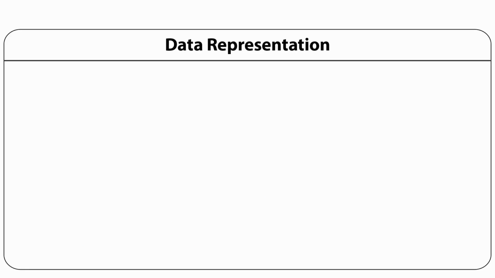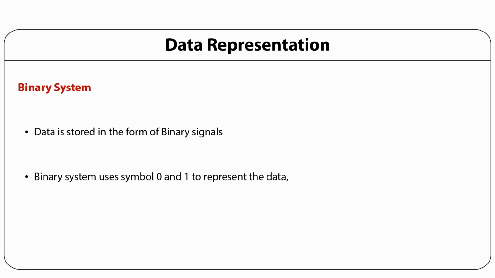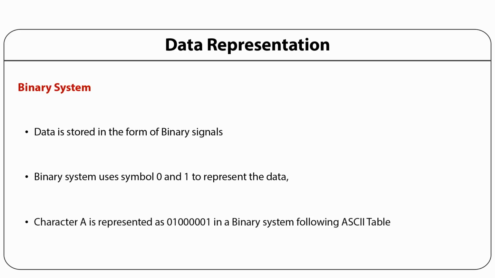Data representation. In a computer, data is represented through electrical signals. So whatever data we store in the computer is in the form of electrical signals, and these electrical signals are represented as a binary system through the symbols 0 and 1. Any character we represent in the computer can be represented in the binary system as a series of zeros and ones, as the example shows.